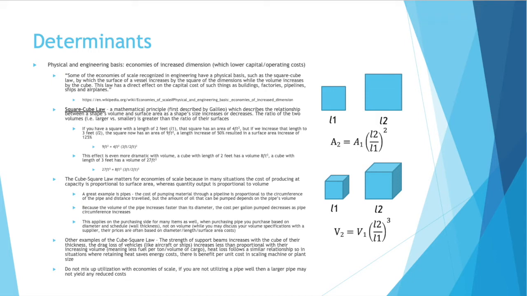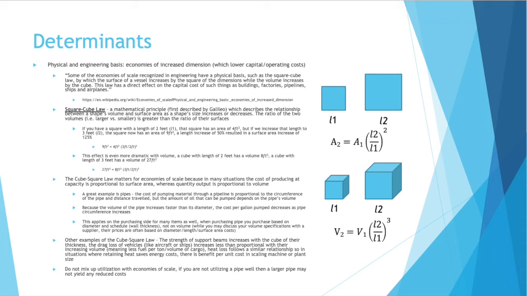What is the square-cube law? It is a mathematical principle first described by Galileo, which describes the relationship between a shape's volume and surface area as a shape's size increases or decreases. The ratio between the two volumes, the larger object and the smaller object, is greater than the ratio of the surfaces between the larger and the smaller object. So basically, as a 3D object grows, its volume grows by more than its surface area.